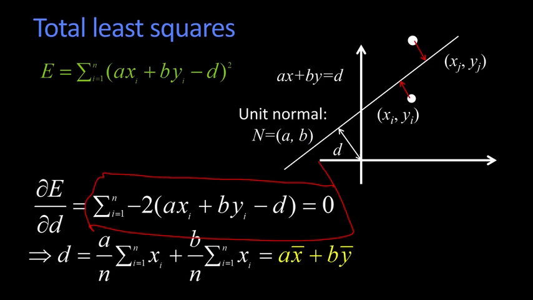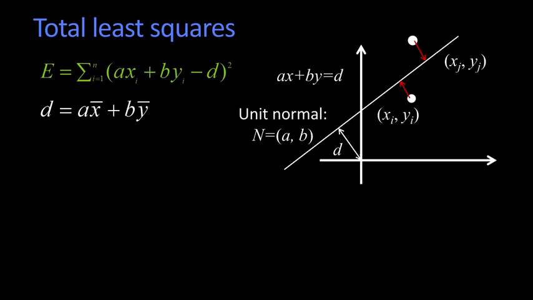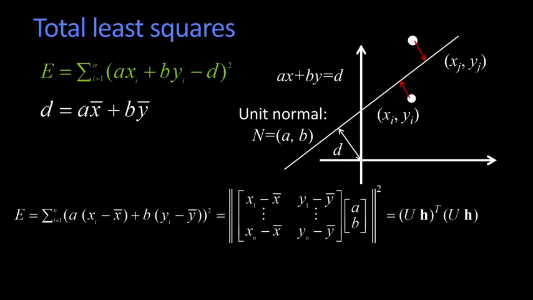And d is just this beautiful a x bar, where x bar is the average of the x's, plus b y bar. That's what these terms here are. Okay, so now I've got an expression for d in terms of a and b. So I can substitute that back in, and I get this kind of ugly expression that we'll make beautiful in a minute. So I've now plugged these in, so there's no more d's in there.